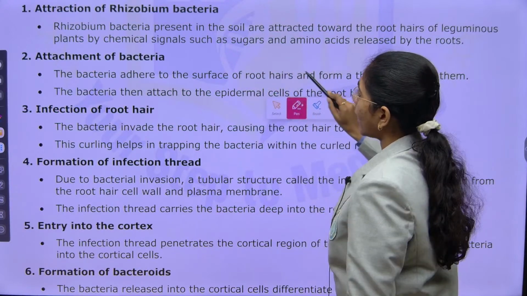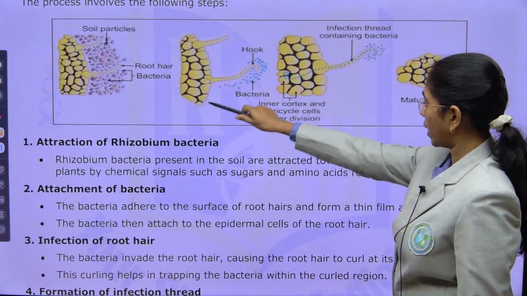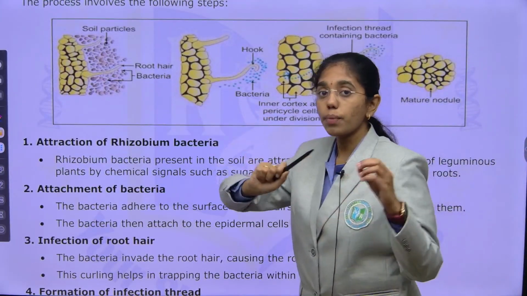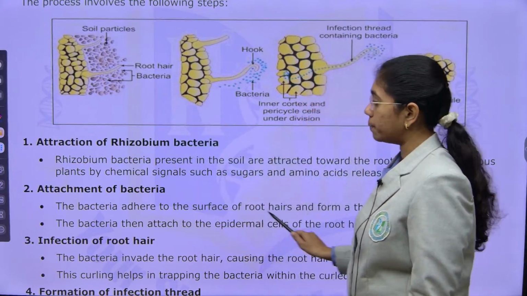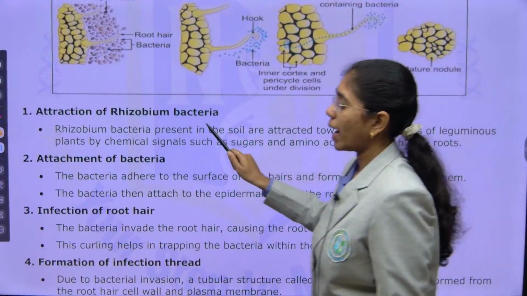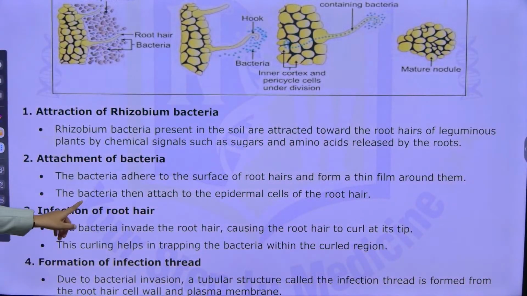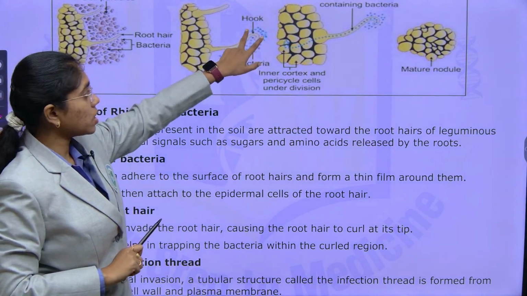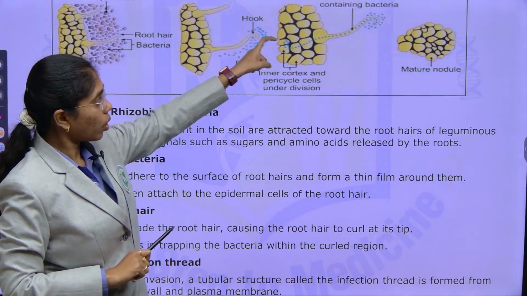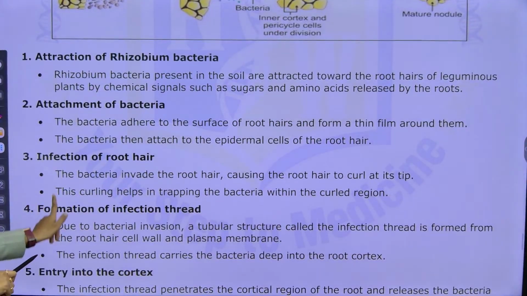First is attraction of Rhizobium bacteria. How the Rhizobium bacteria is attracted? That is by release of some amino acids and sugars from root hairs to the bacteria. And then the bacteria gets attached to the epidermal cells of the root hair. Infection of the root hair. This forms a hook. As it is infected by bacteria, this forms a hook. And bacteria travels into the cortex region. This is how the formation of infection thread happens.